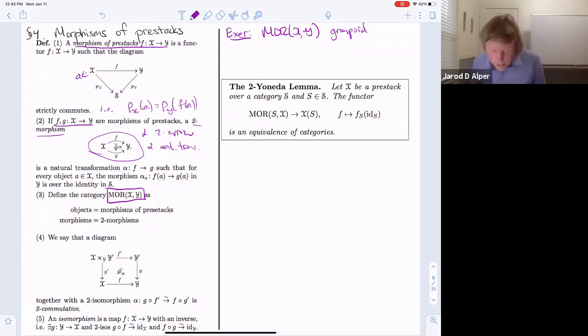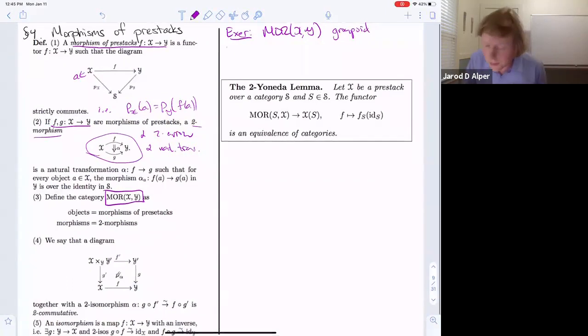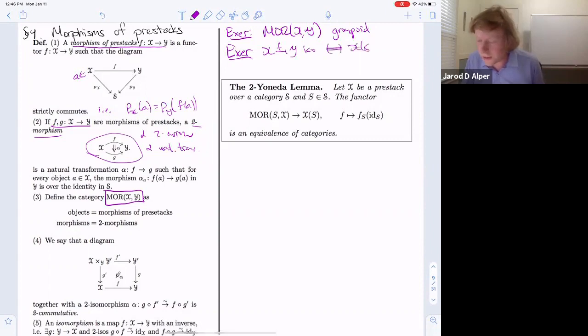And then finally, an isomorphism is simply a map with an inverse. And maybe as another exercise to play around with the notions, show that X to Y is an iso if and only if all the maps on the fiber categories are isos.